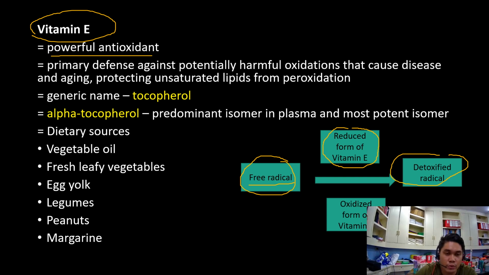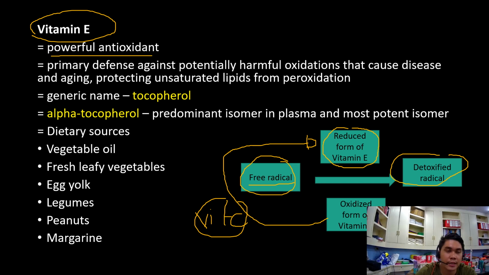Now, to reuse the oxidized form of vitamin E, to convert it back to the reduced form, you need vitamin C. So to reutilize vitamin E, you need vitamin C. That's why vitamin C is also important in our immunity, protecting ourselves from oxidation, because vitamin C is important in the conversion of the oxidized form of vitamin E to the reduced form, which is important in the conversion of free radical to detoxified radical.